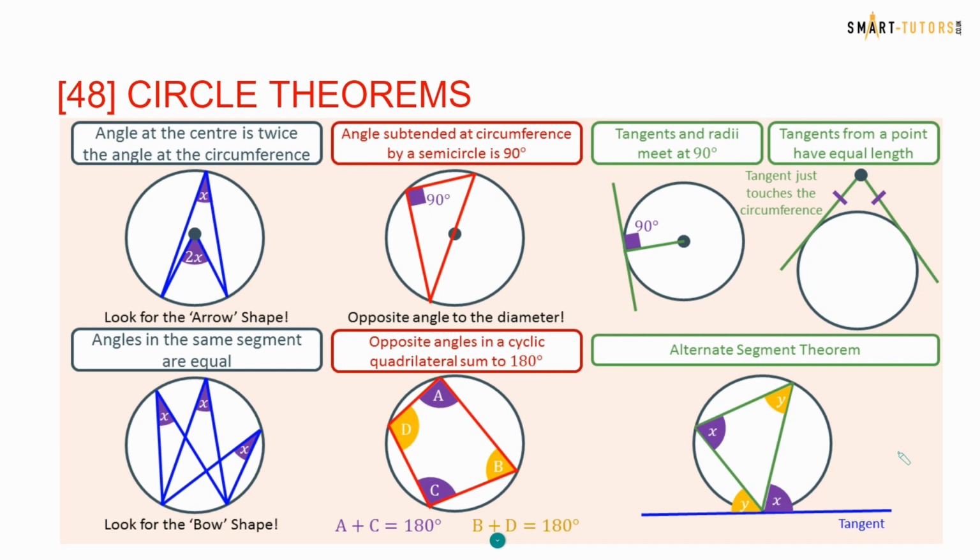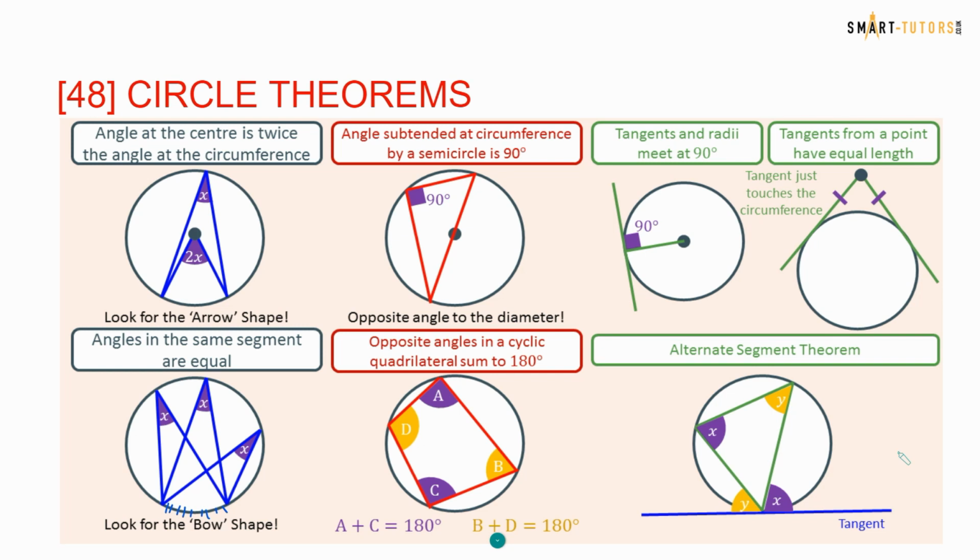For circle theorems, you must be familiar with all the theorems. You may be asked to prove a circle theorem, or you must know the theorem in order to do the angle question. The first theorem, angle at the centre is twice the angle at the circumference. The next one, angles in the same segment are equal. So this is the segment, and in this segment, any angles at the circumference are equal.